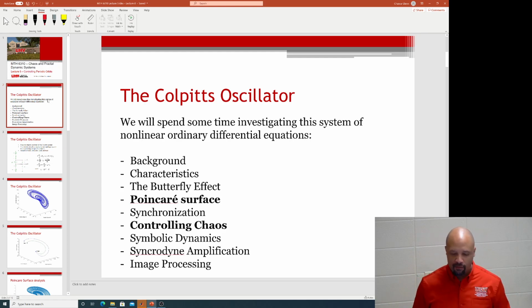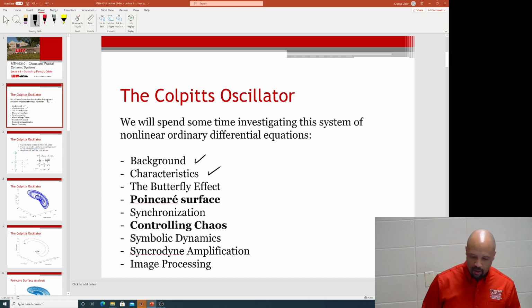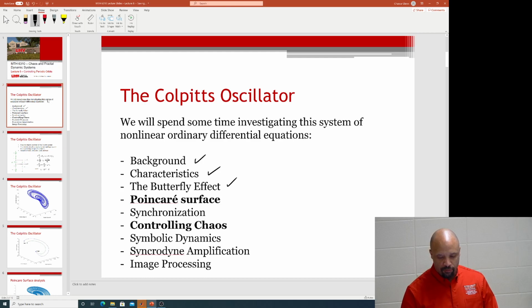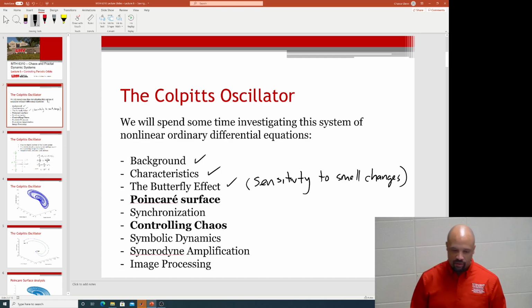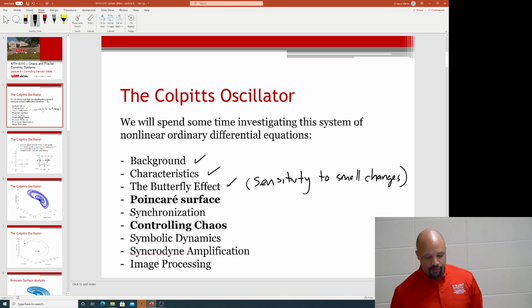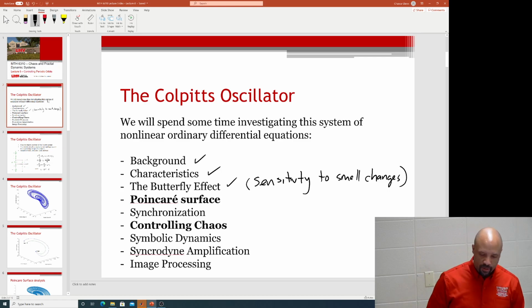We've talked about the background, we've talked about the characteristics, talked about the butterfly effect, or rather sensitivity to small changes, sometimes called perturbations. We're going to continue to talk about the Poincare surface, and then we'll talk about controlling chaos, and hopefully show you a demonstration.